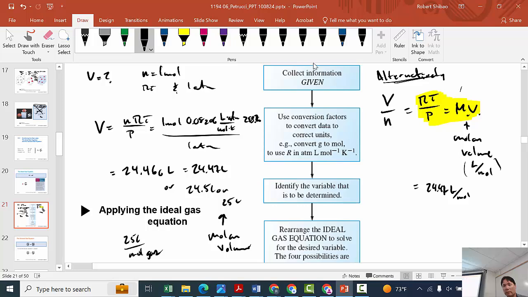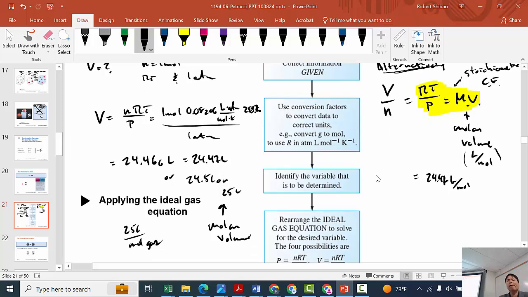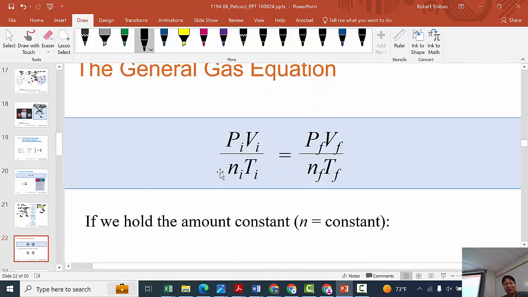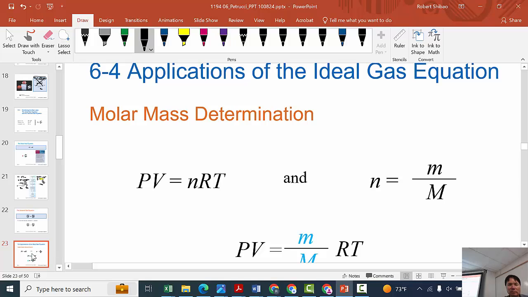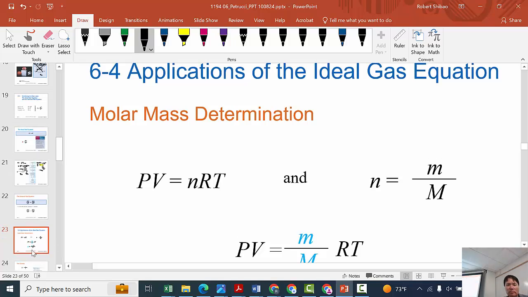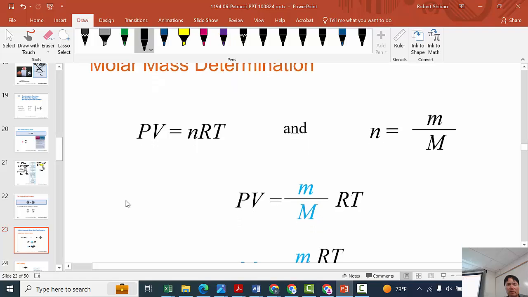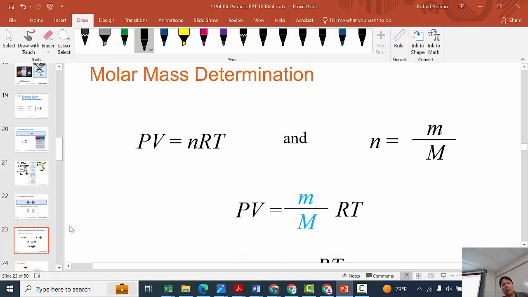P equals molar volume. So this is, again, for stoichiometry. And we use this as a stoichiometric conversion factor. So that's one application. There are multiple applications that we can do. We have the molar mass determination.